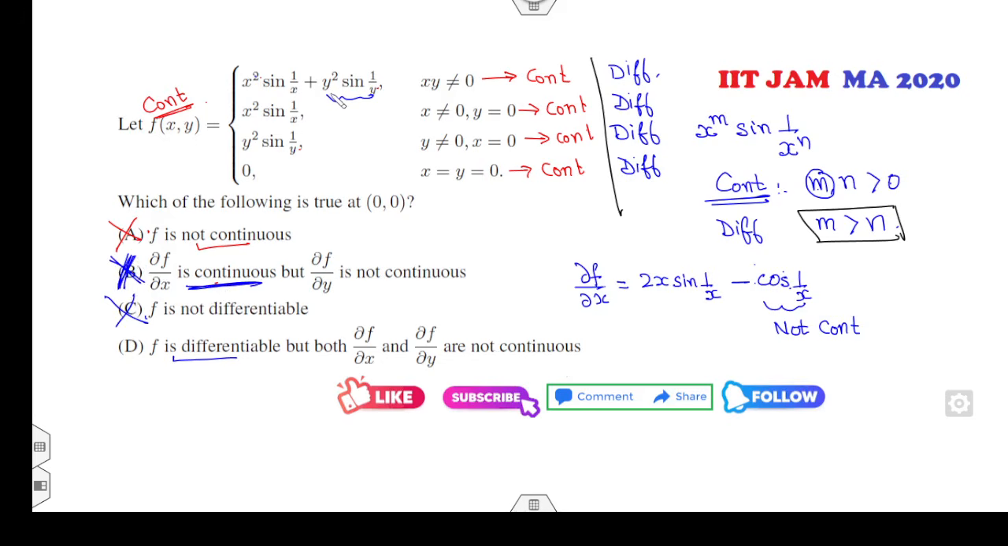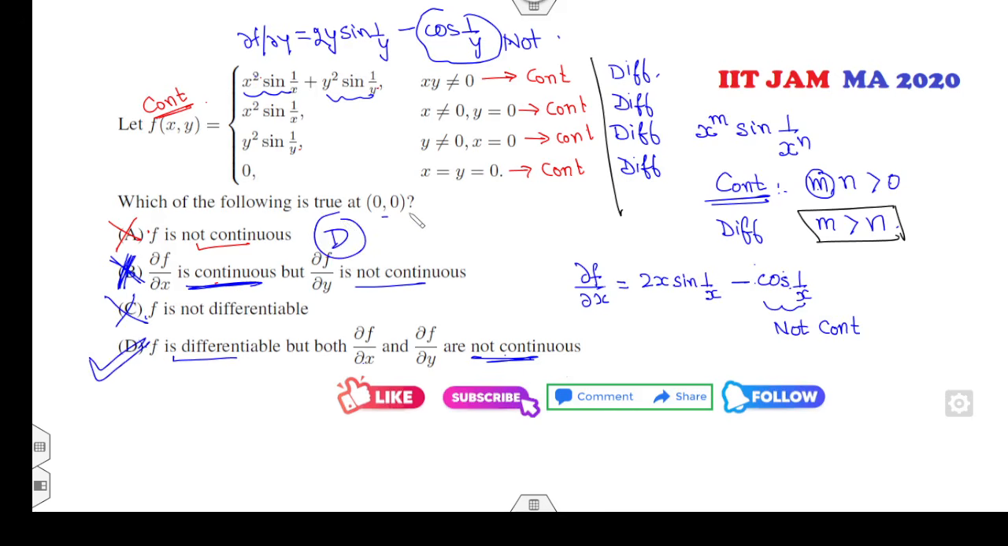Fine. Similarly, अगर आप partial derivative with respect to y करोगे तो ये part will be 0. Then it is 2y sin(1/y) minus cos(1/y). Again, this part is not continuous. Fine. That means both the partial derivatives are not continuous is the right answer of the problem.